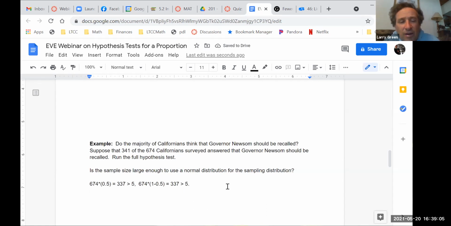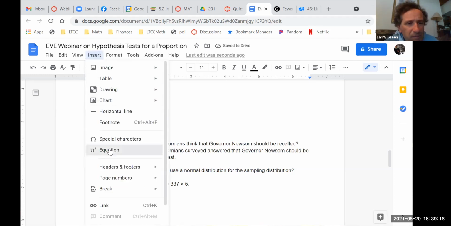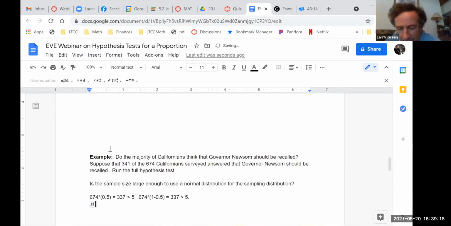All right, so now that we know our sample size is large enough, we need to write down H naught. The hint is it's not going to be mu this time. What is it going to be this time? Very easy to type in the chat box. So what letter are we using now for the parameter?